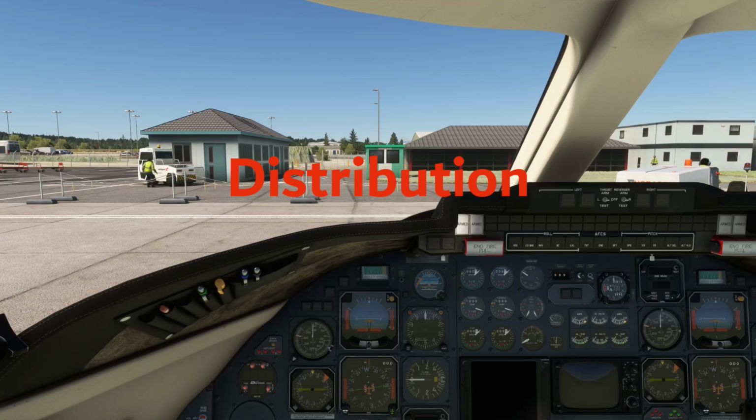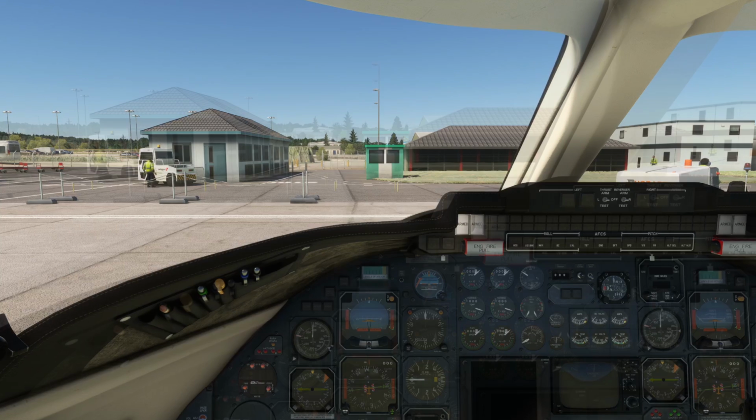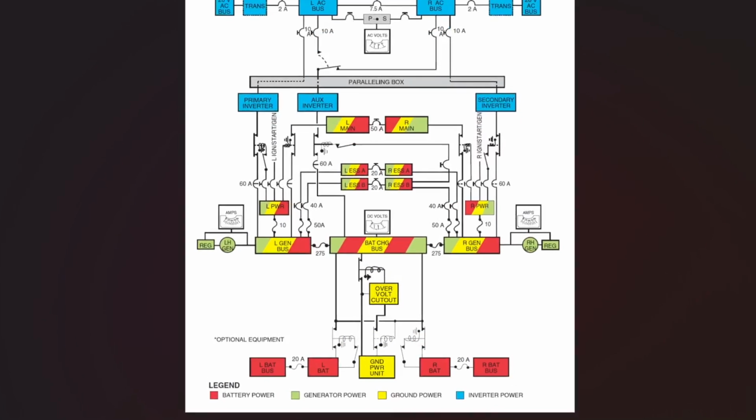If we turn to distribution now, it is quite complicated. It is arranged through a number of electrical buses for both the DC supply and the AC supply. And if we look at this diagram here, that gives you an idea of the arrangement. I'm not going to try to explain all of that. I'll just point out though, for the batteries, there's a battery bus for each battery, and those are hot. That is to say, anything that's on the battery bus is connected directly to the battery.